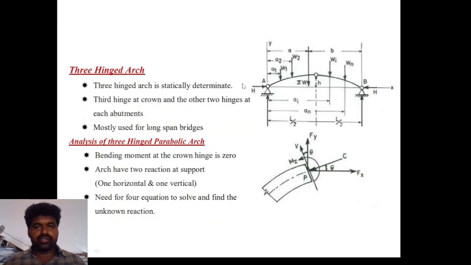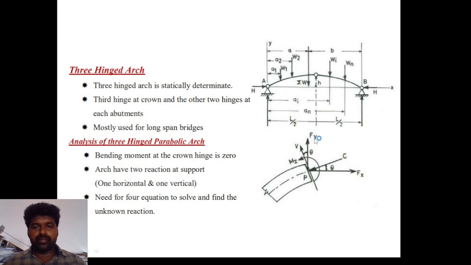A three hinge arch is a statically determinate structure. Three hinges: one at the crown and two others at each abutment. Most used for long span bridges. Analysis of three hinge arches, parabolic arches. Bending moment at the crown hinge is 0. The arch has two reactions at each support, one horizontal and one vertical. We need four equations to solve and find the unknown reactions.